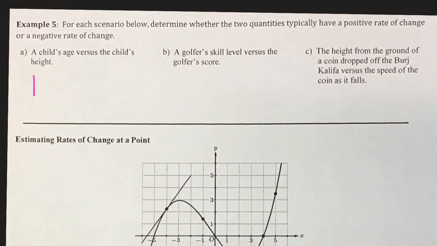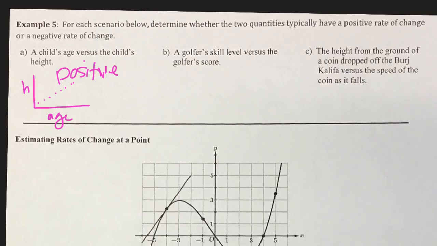As the age of the child increases, what happens to the height of the child usually? It also increases. So this would be a positive rate of change, right? The child grows as he or she ages. That would be the normal growth pattern for a kid. Positive, until, of course, your growth spurt stops as you're a young adult. But kids have positive age versus height growth.